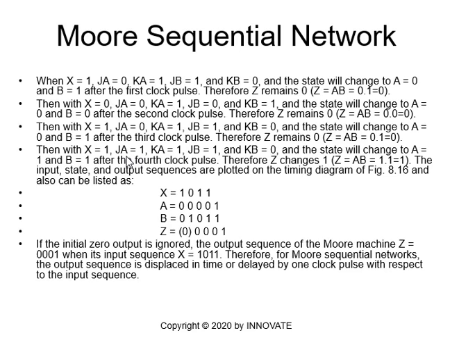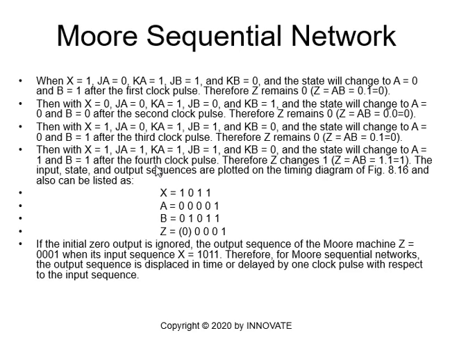Then with X is 1 again, so we tested X as 1, 0, then 1 again, the input. With X 1, JA is 0, KA is 1, JB is 1, KB is 0, and the state will change A to 0 and B to 1 after the third clock pulse. Therefore, Z will be still 0.